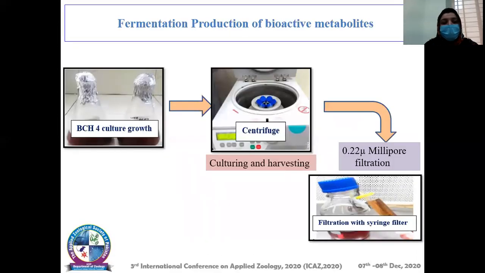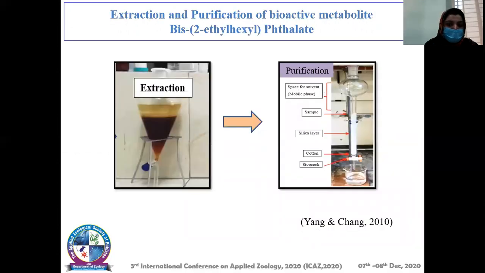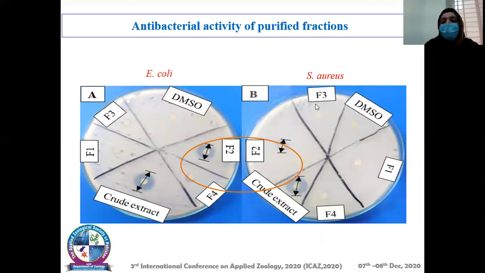Now we move to our results. That is the culture that we obtained of Lactobacillus coroniformis BCH4. Then we did culturing and harvesting, and the supernatant we got was passed through 0.22 micron Millipore filters. Then we got filtration after the syringe filtration process. Then we did extraction, and we got this oily upper layer, which was transferred to a silica gel column, and we got the purified fractions. These were further employed to determine antibacterial activity.